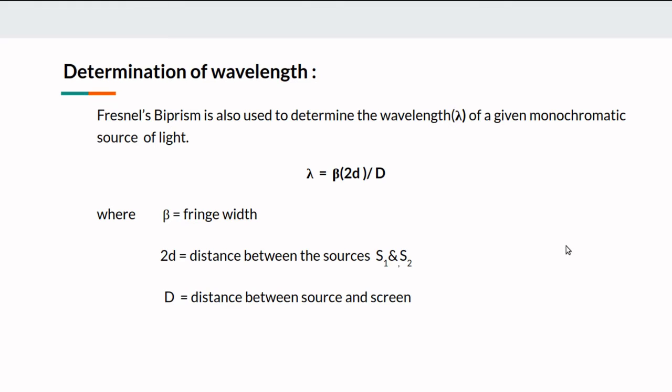In the theory of interference fringes, we have defined fringe width beta. Fringe width, or bandwidth, is the distance between any two consecutive bright or dark bands, and it is denoted by beta.